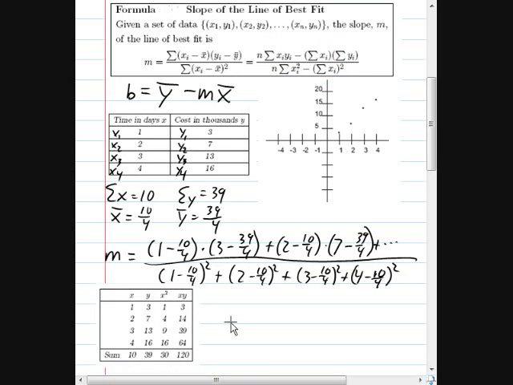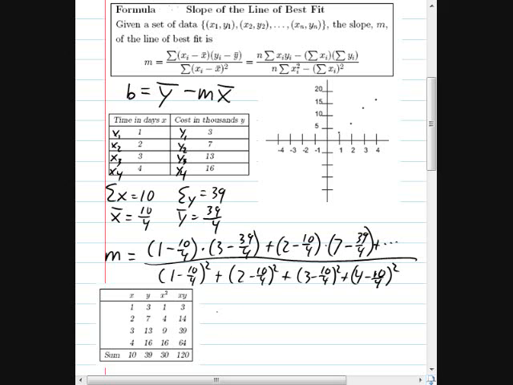We listed out our x's and we added them up, so we have the sum of the x's. We listed out our y's and we added them up, the sum of the y's. We squared each of the x values and we added them up, the sum of the x squareds. We multiplied the x's times the y's, coordinate by coordinate, and added those up, the sum of the x y's.